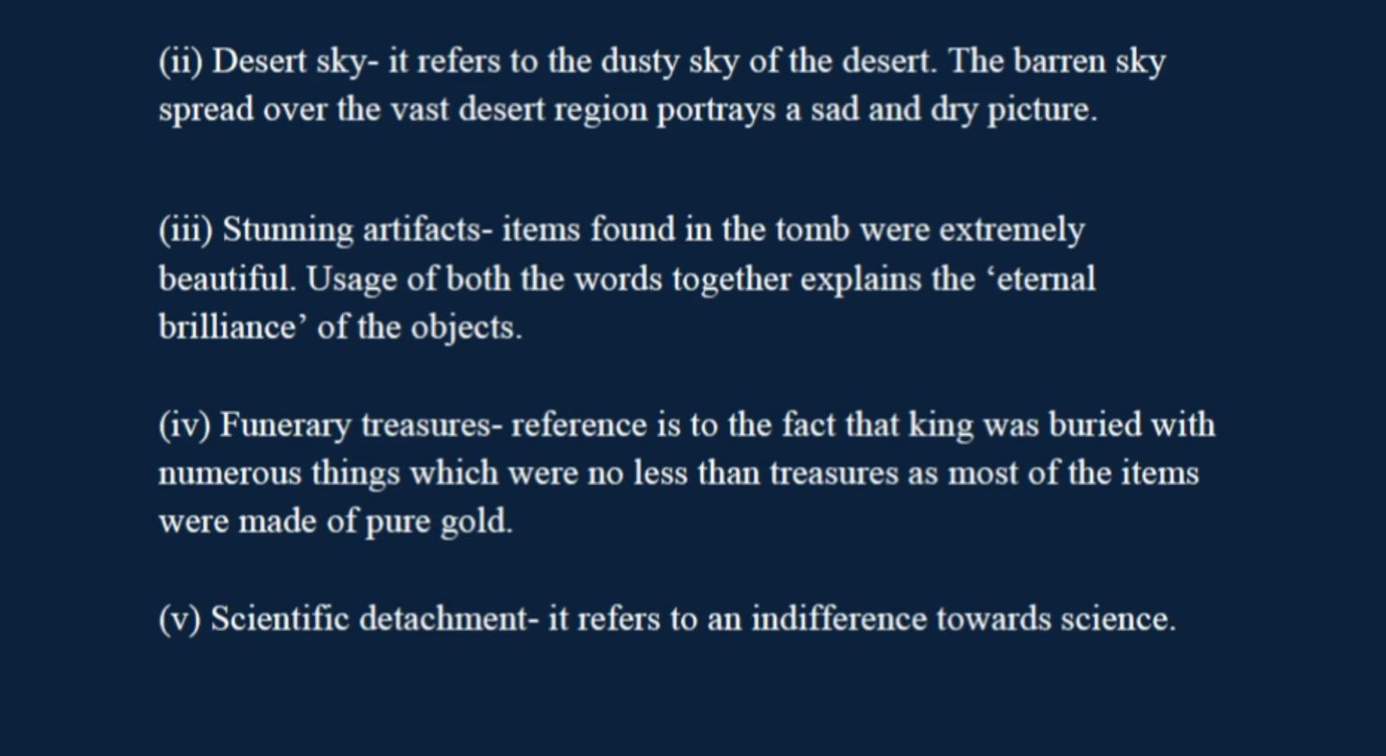3. Stunning artifacts. Items found in the tomb are extremely beautiful. Usage of both the words together explains the eternal brilliance of the objects. 4. Funerary treasures. Reference is to the fact that the king was buried with numerous things which were no less than treasures, as most of the items were made of pure gold.